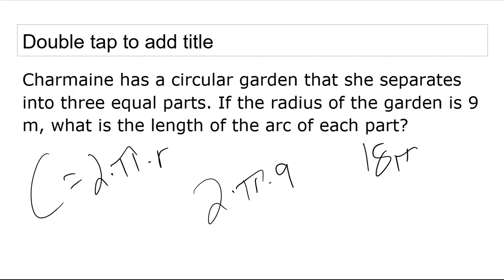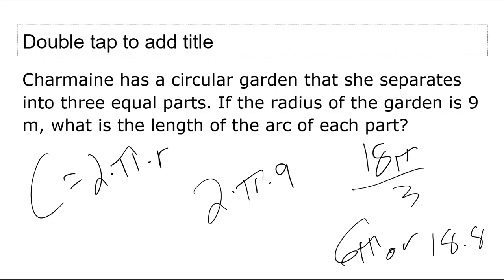It says here it is cut into 3 equal pieces. So the best thing to do is divide that number by 3. That'd be 6 pi, or let's take 6 times pi, 18.8 meters. So both those numbers would have been acceptable to me. But since it says 3 equal parts, that's why I divided by 3.